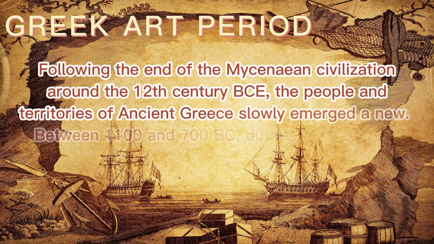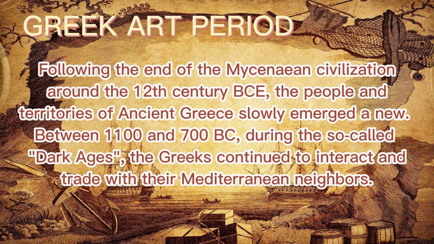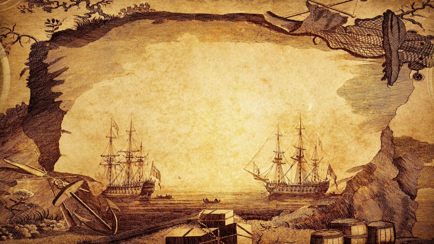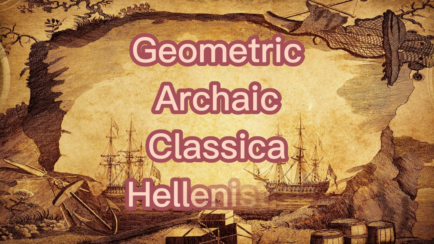Following the end of Mycenaean civilization around the 12th century BCE, the people and territories of ancient Greece slowly began anew. Between 1100 and 700 BC, during the so-called Dark Ages, the Greeks continued to interact and trade with their Mediterranean neighbors. Greek styles are broken into four distinct periods: geometric, archaic, classical, and Hellenistic.